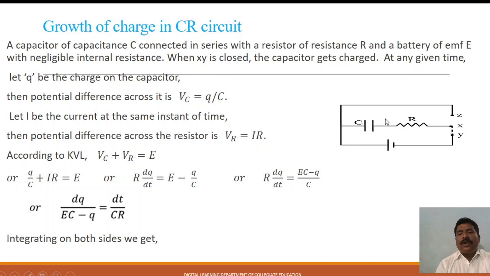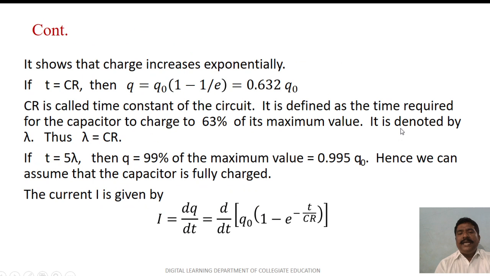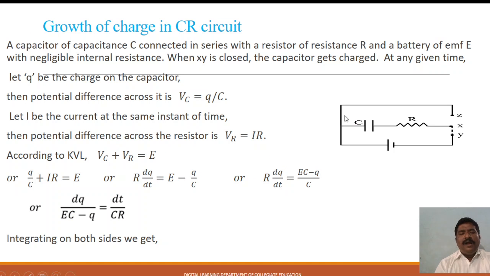Then the potential drop across the resistor is I into R. According to KVL, Vc plus Vr is equal to E, that is, the voltage drop across the capacitance plus the voltage drop across the resistance is equal to the total EMF of the circuit. In a closed circuit, by Kirchhoff's voltage law, the total EMF is equal to the sum of the potential drops across each element.